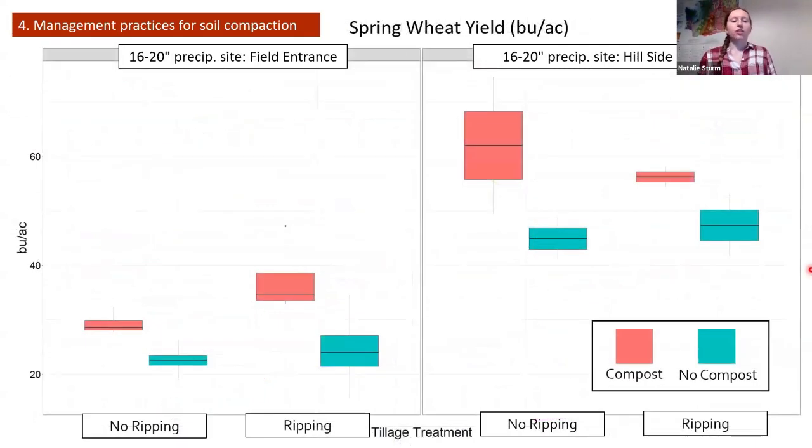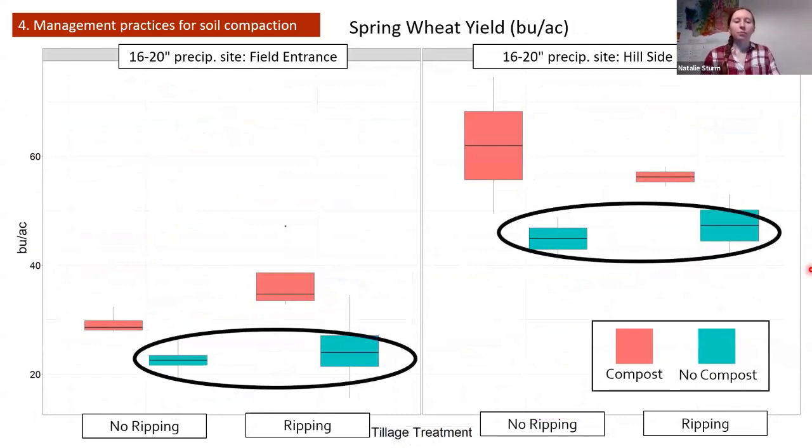At this site, we had spring wheat. So this is spring wheat yield, just in bushels per acre, by the various treatments. Again, just want to highlight there was only a couple bushel increase at most in spring wheat yield due to that deep ripping, even though we saw a significant decrease in penetration resistance.